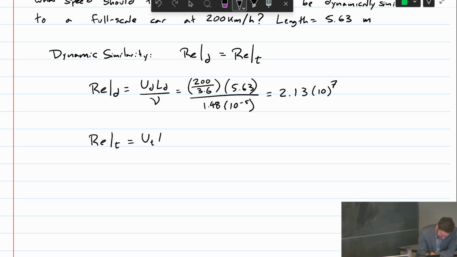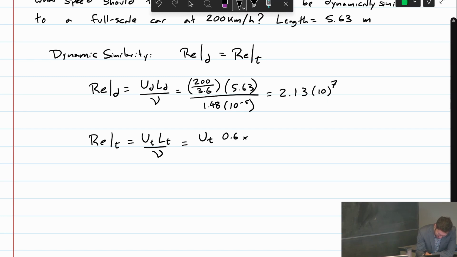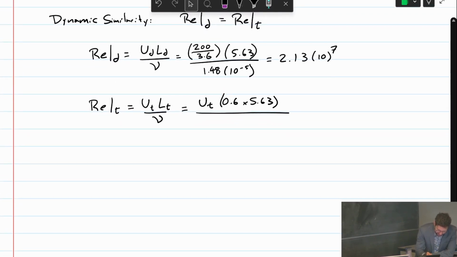So it's going to be U test, L test over nu. I'm using nu in both cases because we can test in air. Say we're testing both cases in just atmospheric air, we're not going to mess with the air and drop it 200 degrees like NASA does or anything. It's just going to be normal air, so it's going to be the same nu. Okay, so U test is an unknown. We have 0.6 times 5.63. That's our L test here, since we're at 60% scale, the length is just 60% of the full scale length.